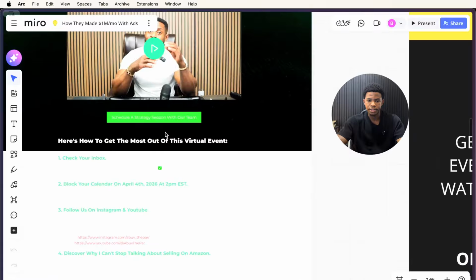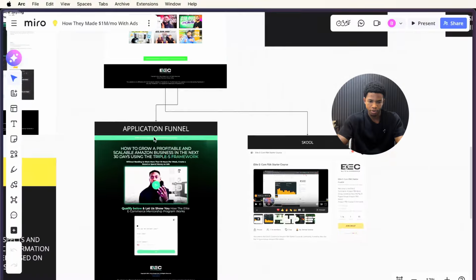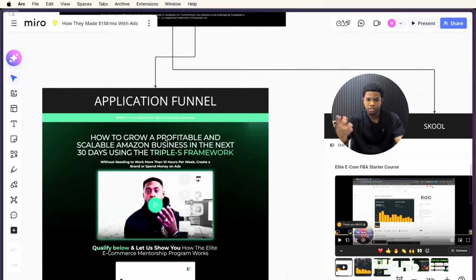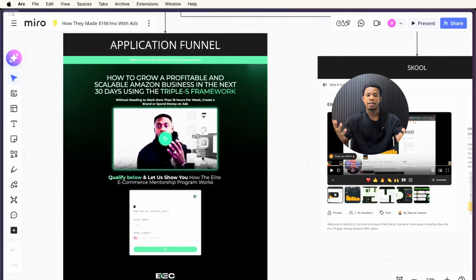schedule a strategy session with our team, what happens is they get redirected to this application funnel right here, as you can see, where they're talking about how to grow a profitable and scalable Amazon business in the next 30 days. And you see it's a very, very simple page. It's very short. And I like the fact that they have a lot of simple stuff as well. Again, it's to show you that simplicity scales.